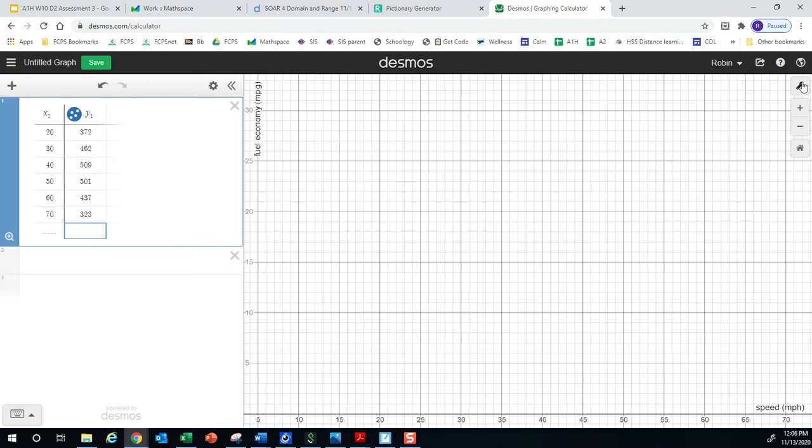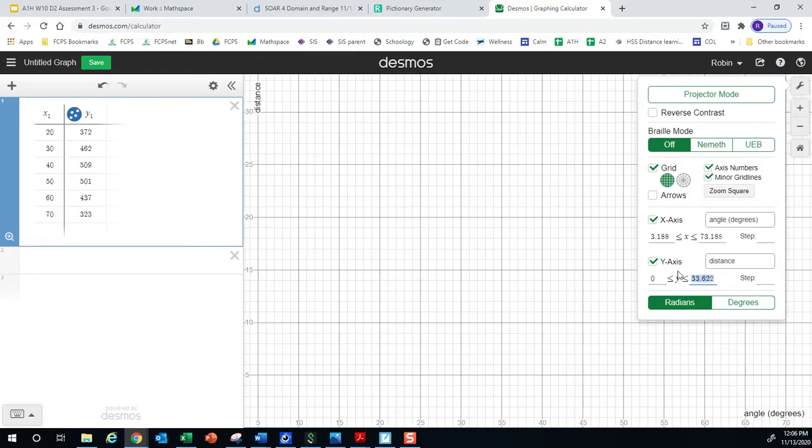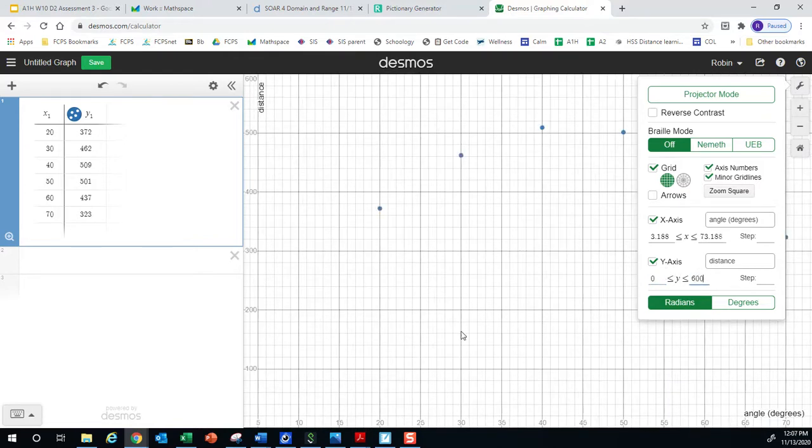Okay, on this one, I need to change my axes because this isn't speed anymore. This is the angle in degrees, and the y is the distance. I see that my x values go from 20 to 70, so what I have down here is okay for the angle, but I definitely need more on the y-axis. My y's go all the way up to over 500, so let's go from 0 to about 600 so that I can see all the points on the graph.